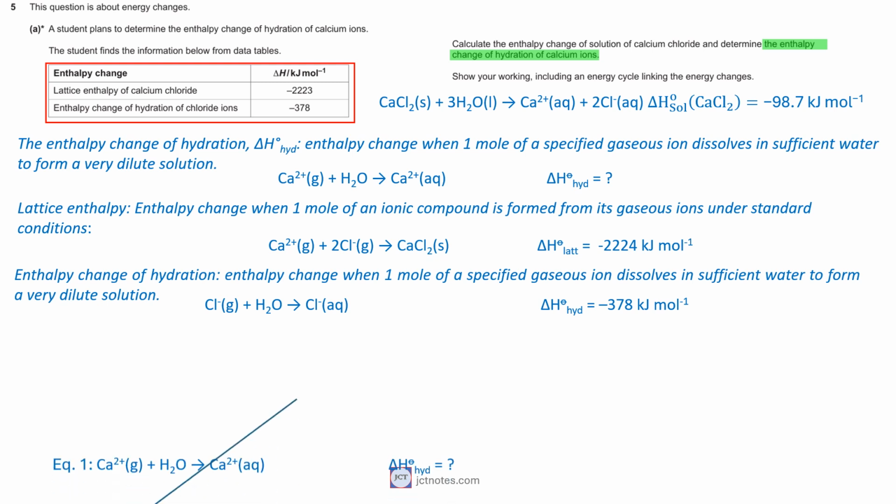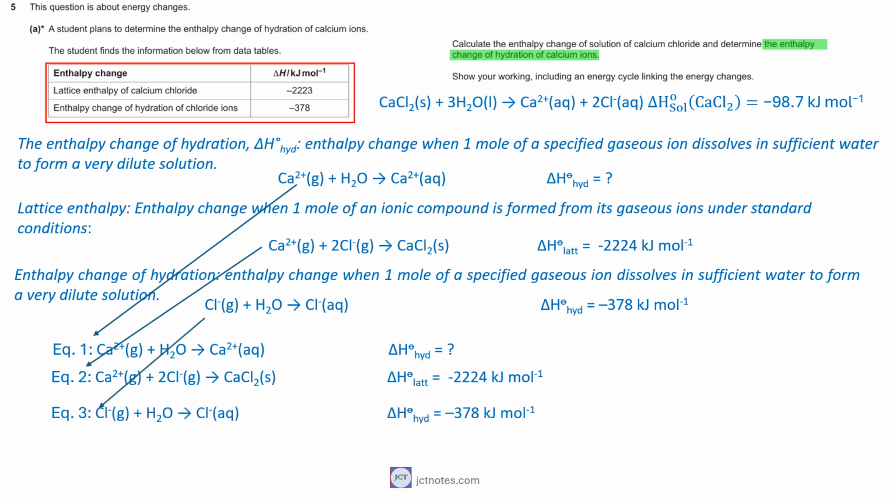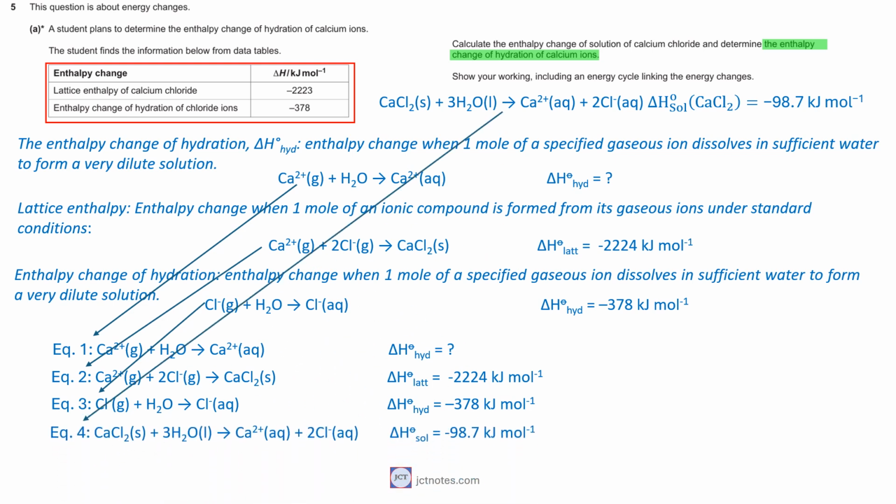As equation 1, I will use the one that we are looking for, the enthalpy change of hydration of calcium ions. As equation 2, we have the lattice enthalpy of the calcium chloride. As equation 3, we have the enthalpy change of the hydration of chloride ions. And, as equation 4, we have the enthalpy change of solution of the calcium chloride. I will now copy this table in a new slide to continue.